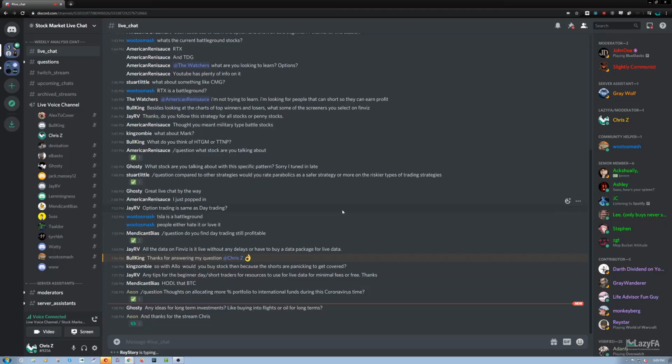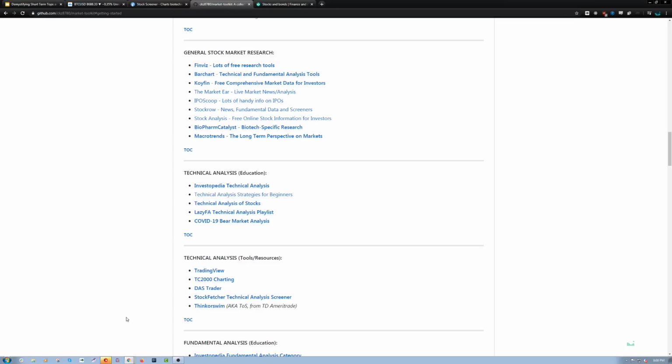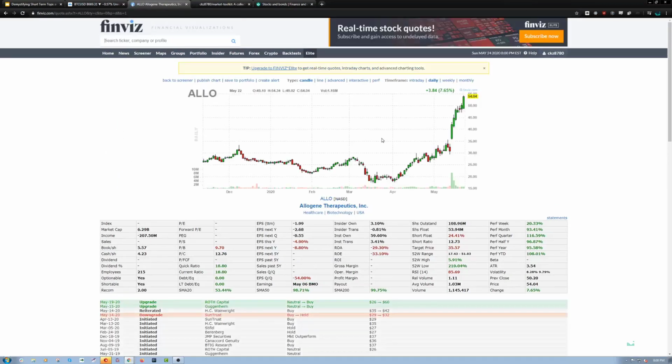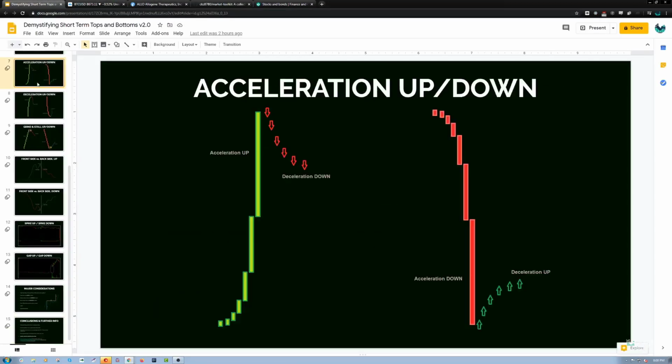King Zombie's asking, with Allo, would you buy stock then because the shorts are panicking to get covered? Yeah, so when I look at stuff like Allo, this is a good example of something that to me is not really parabolic yet because it doesn't have that acceleration look. This is the kind of thing that I'm looking for.